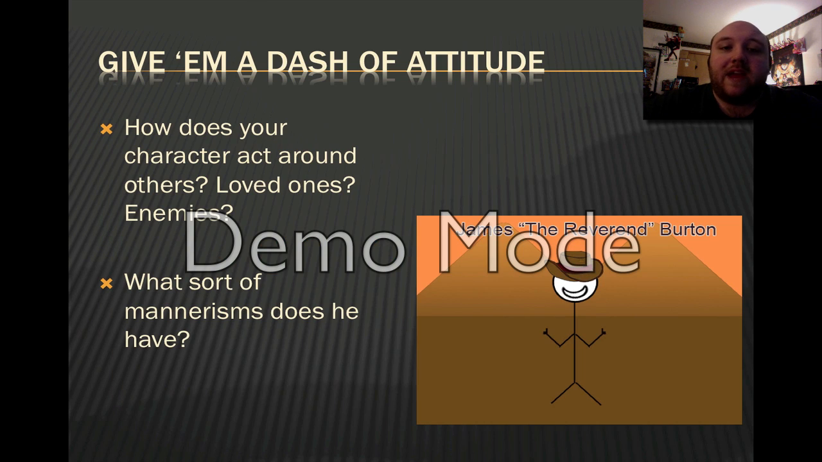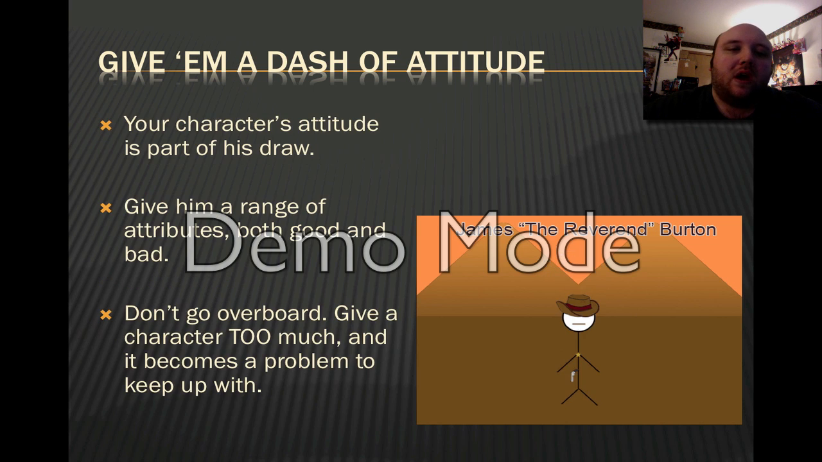Moving on, we have the attitude, and this is going to be how your character acts, either around people or in any given situation. What kind of things does he do? How does he talk? Does he groan a lot? Is he grumpy? Is he sad? Is he happy? Blah, blah, blah. You get the idea. Your character's attitude is going to be a huge part of his draw. It's going to make up a lot of what people like about him. You want to give him some good and some bad. You don't want too much on one side, but don't go overboard, because if you make it too complicated, it's going to be really hard to keep up with as the story goes on.